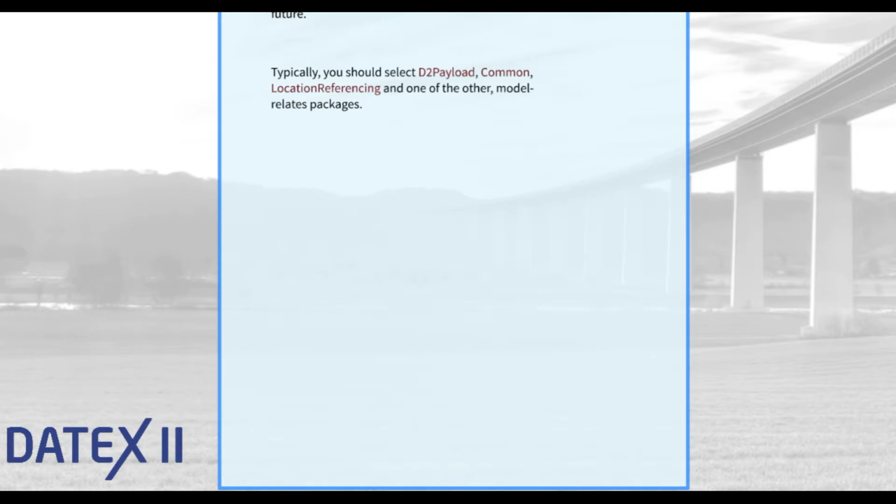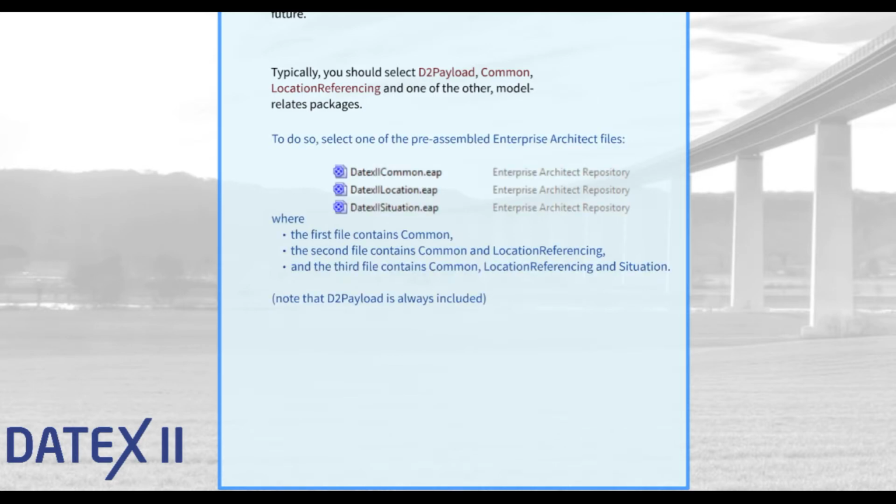So typically, you should select at least the D2 payload, the common, and the location reference namespace, and then one of the other model-related packages. That means you can use one of the pre-assembled Enterprise Architect files, which are Datex 2 common, Datex 2 location, or Datex 2 situation. The first one only contains common. The second one is pre-assembled and contains common and location referencing, and the third one already contains all three: common, location referencing, and situation. Note that the D2 payload namespace is always included.